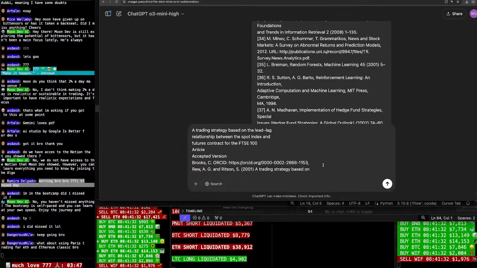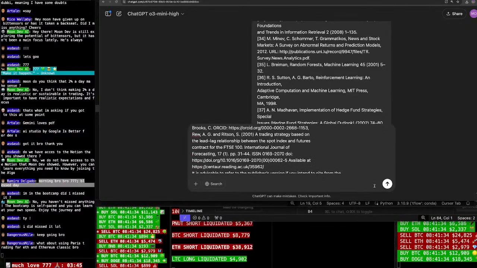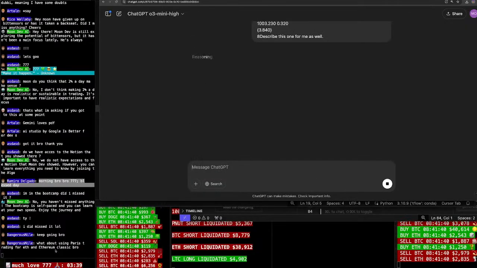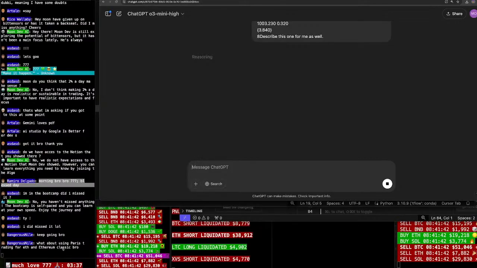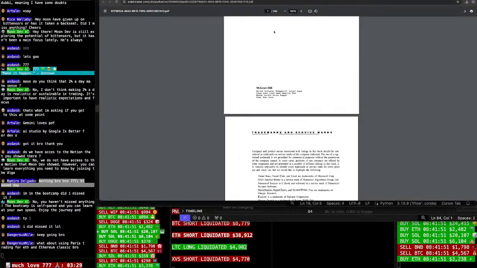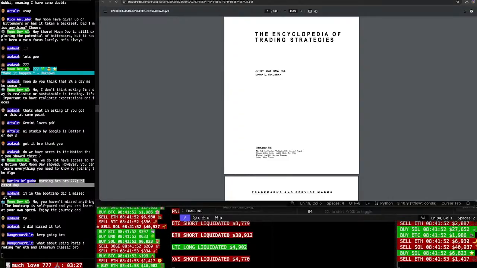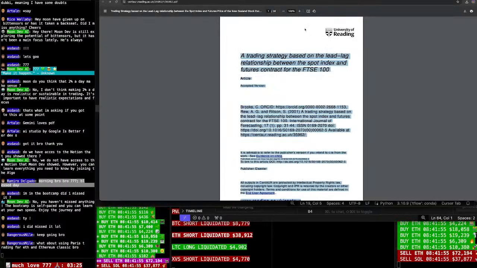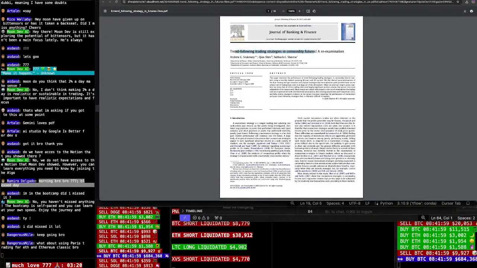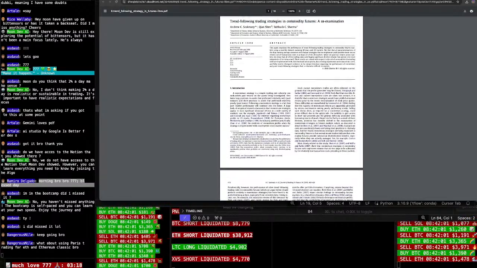Describe this one for me as well. What about using pairs trading for ETH and Ethereum Classic, bro? That could be cool. Pairs trading, I'm assuming you said. Thing is I just don't know. I don't know everything. You know, I just know what I've tested. The Journal of Banking and Finance, trend following strategies in commodity futures, a re-examination.